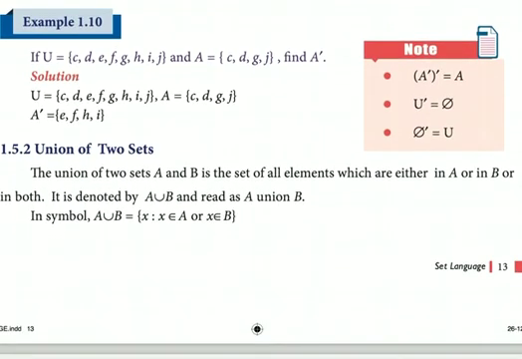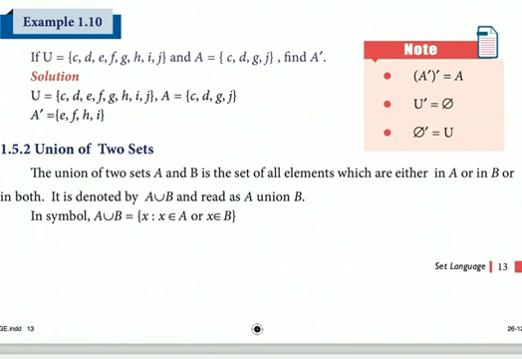Let's see some examples. Example 1.10: if U equals {C, D, E, F, G, H, I, J} and A equals {C, D, G, J}, then find A dash. The elements C, D, G, J, you need to remove from U. The remaining elements will be A dash. That is E, F, H, I. So A dash whole dash becomes A. U dash is phi, phi dash is U.